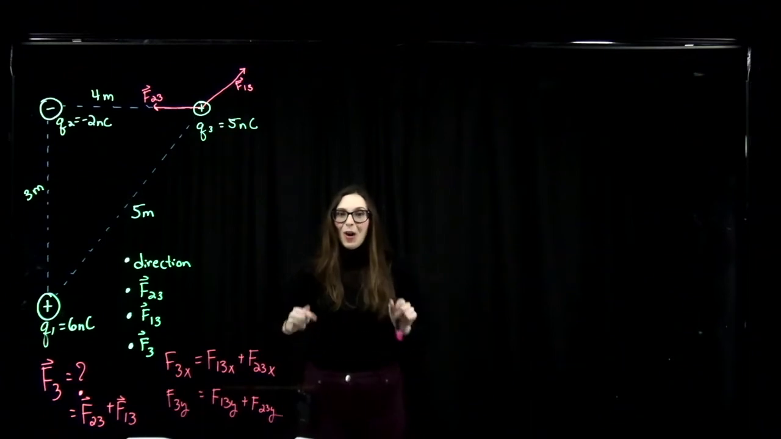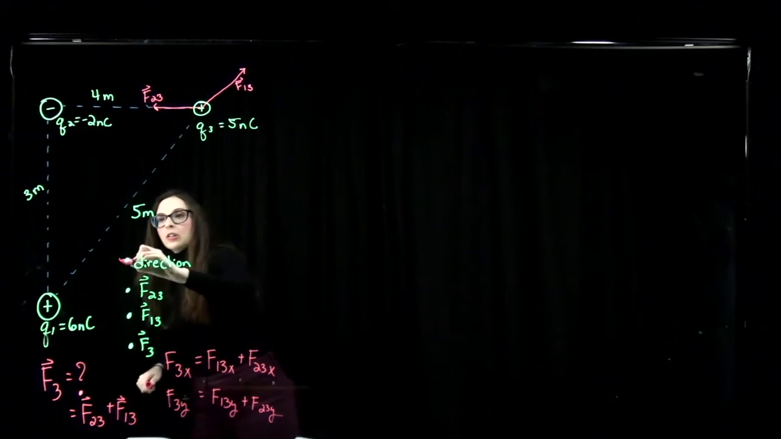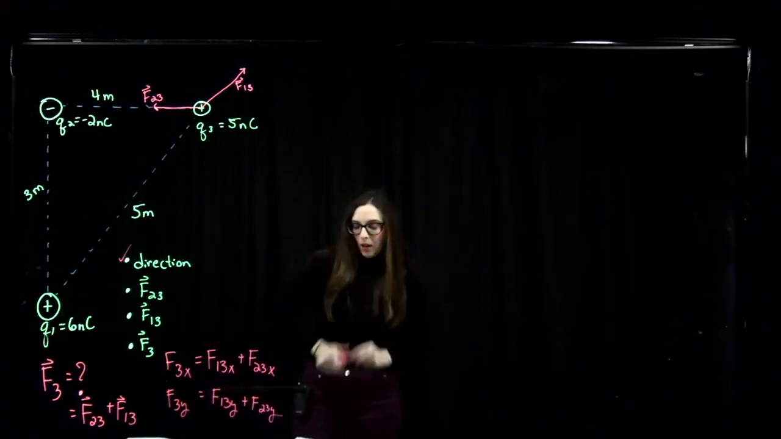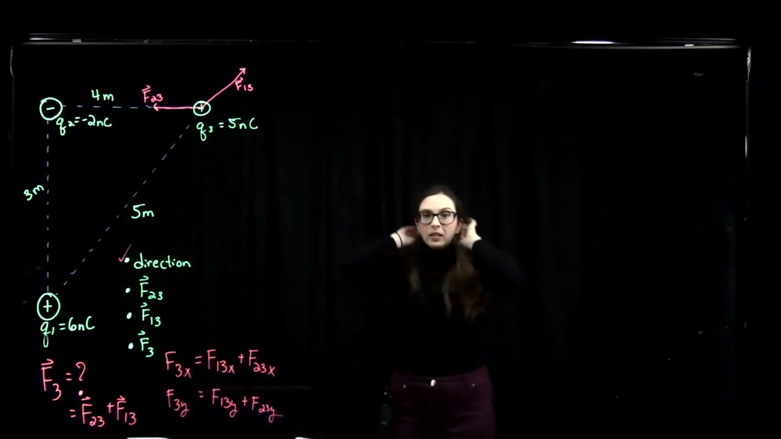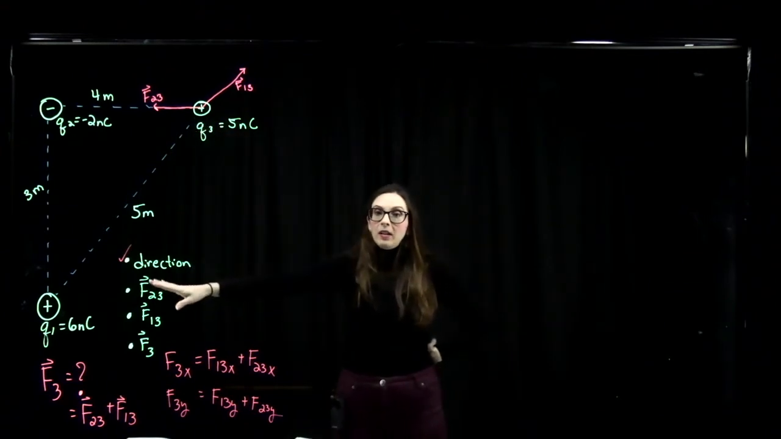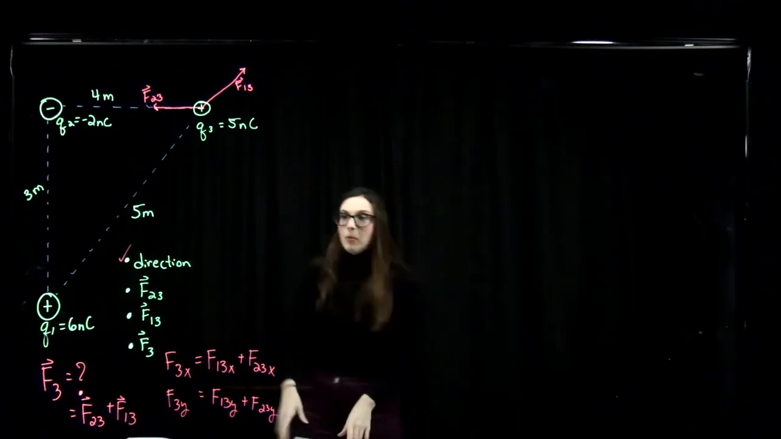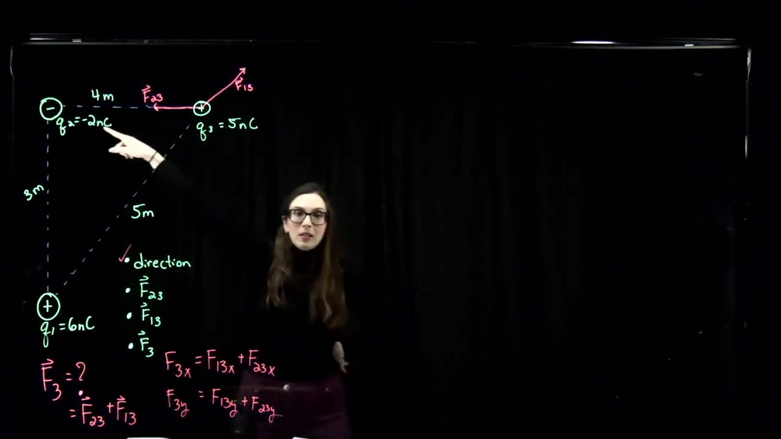Okay, so our first step is done. We figured out the direction that these forces between all of our charges are pointing, at least as they're acting on charge 3. And now we can start working on getting the components of F23. That'll be our next step. I chose to do that one next because it's a little bit simpler here.